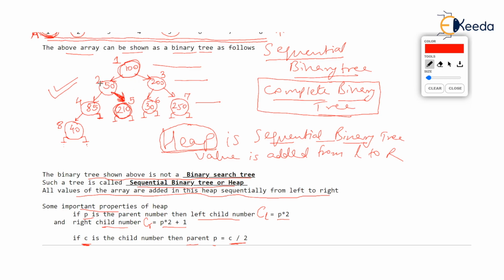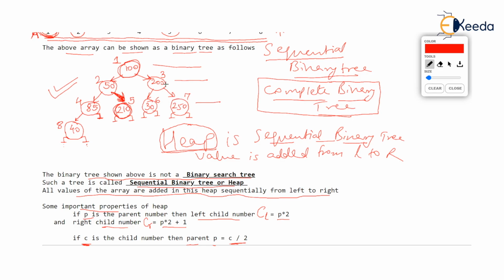This node is the parent of 85 and 210. Now this node, which is the second node, should have a value greater than 85 and 210. Only then will the parent node be greater than both the children. Even this value should be greater than both the children.